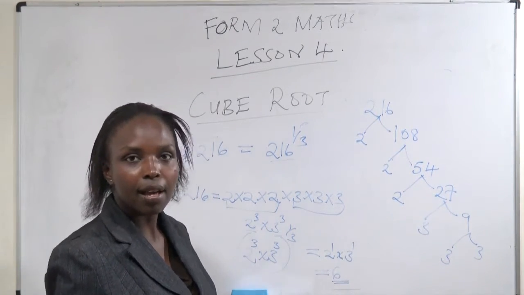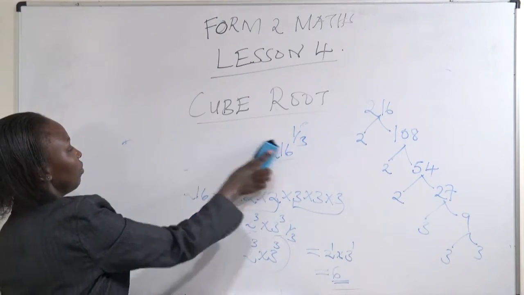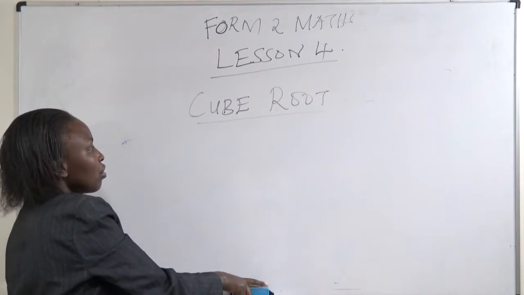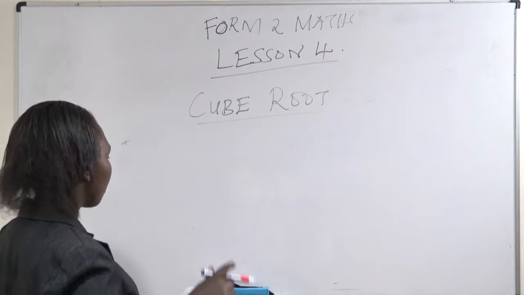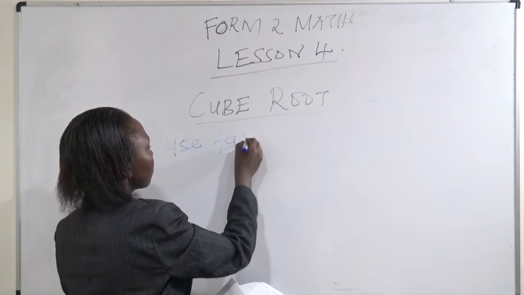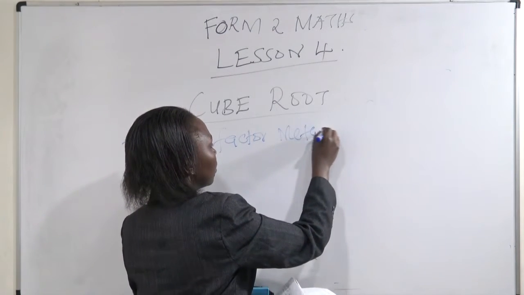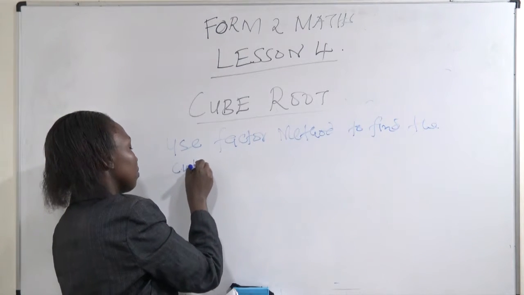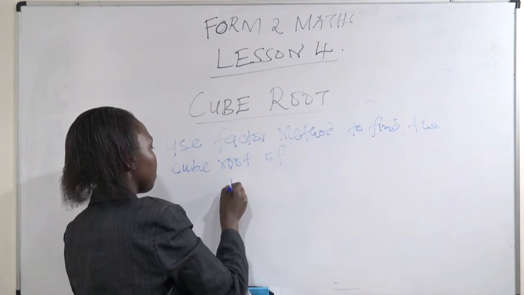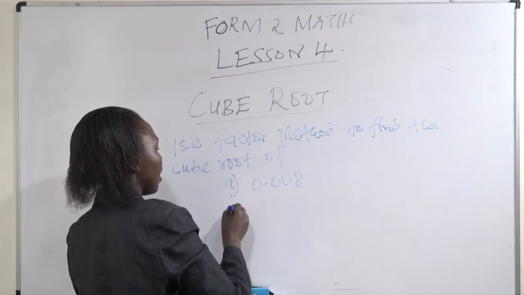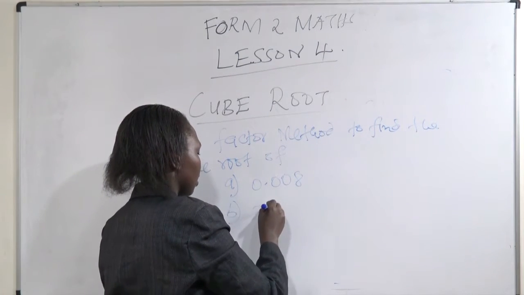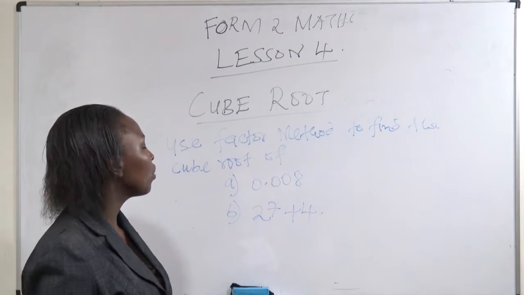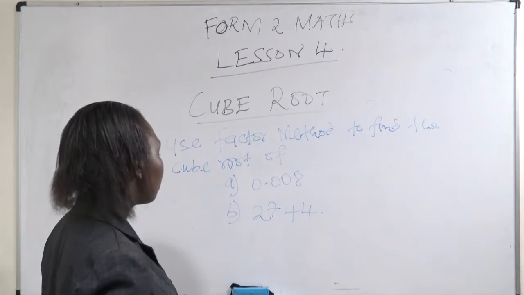That marks the end of our lesson, but I'm going to leave you with some assignment. So let's look at our assignment for today so that we can better our understanding. Use the factor method to find the cube root of: a) 0.008, b) 2744. We are going to start by reviewing this assignment during our next lesson.